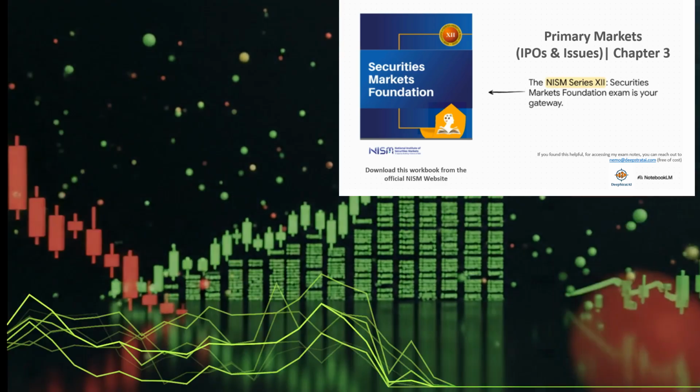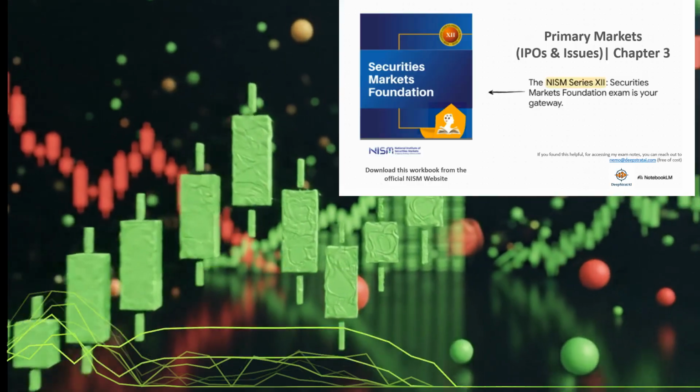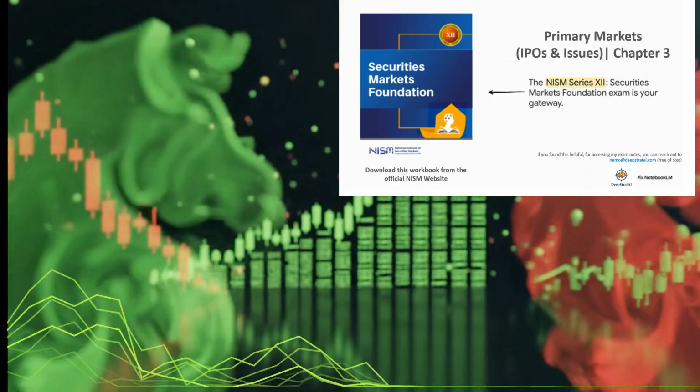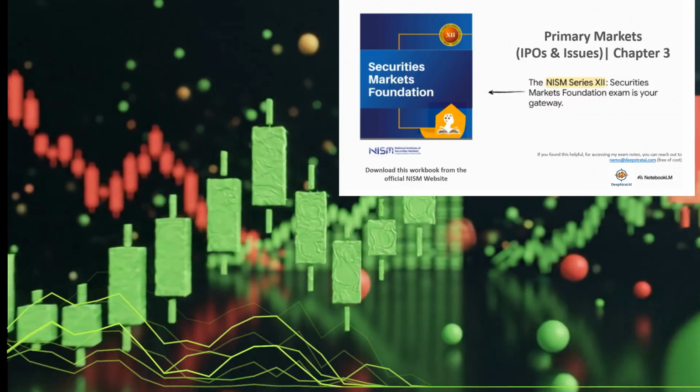Book-built issues may offer an allotment discount to retail investors, though this discount is capped and cannot exceed 10% of the price allotted to other categories. Now, the most critical part of this section for the exam, the book-building allocation patterns.